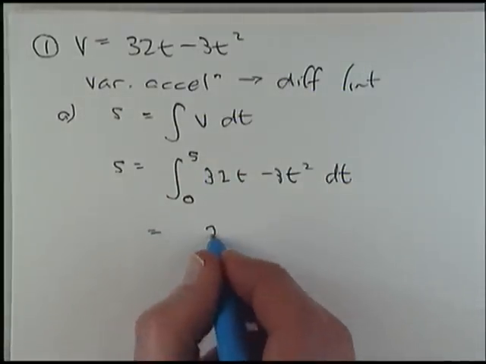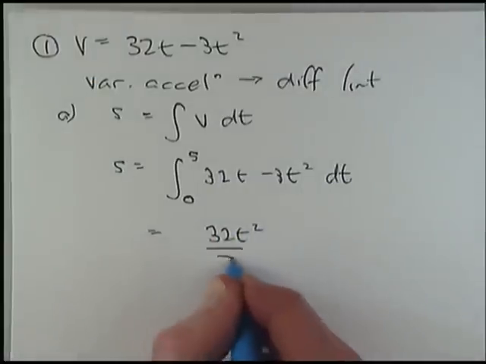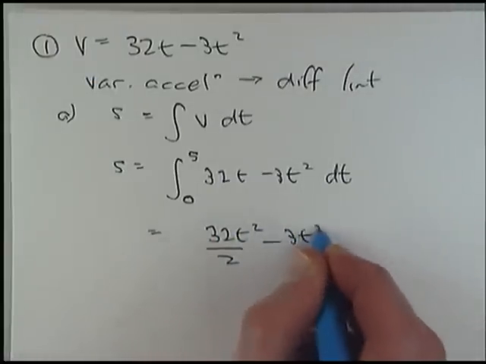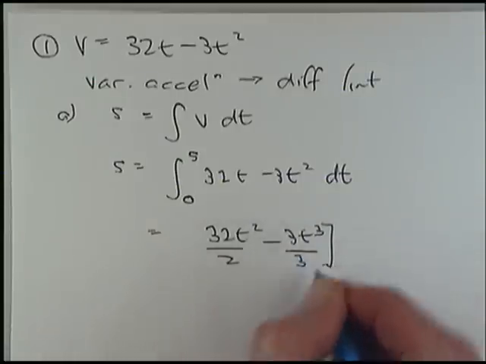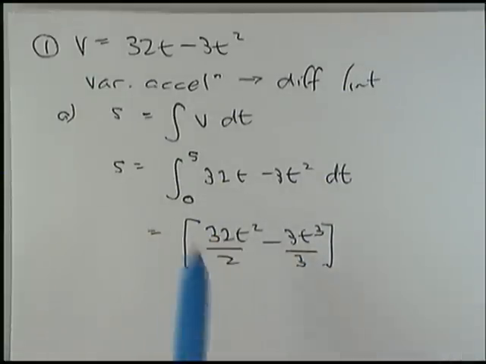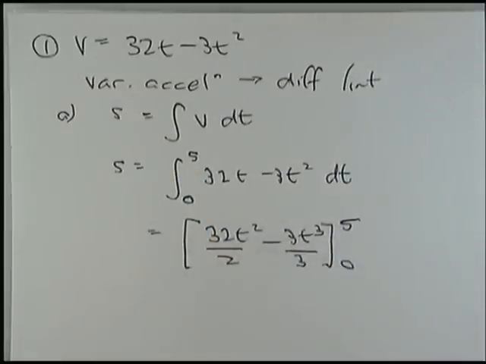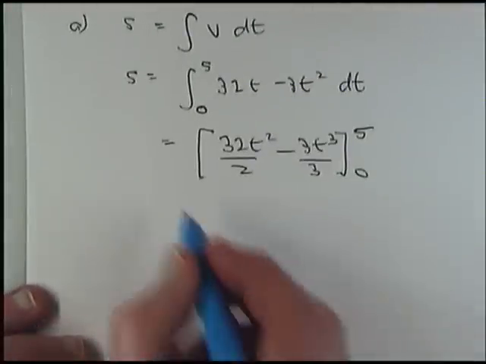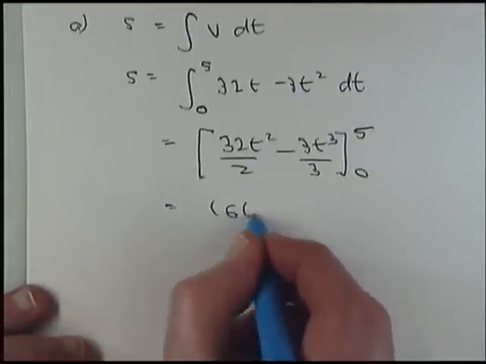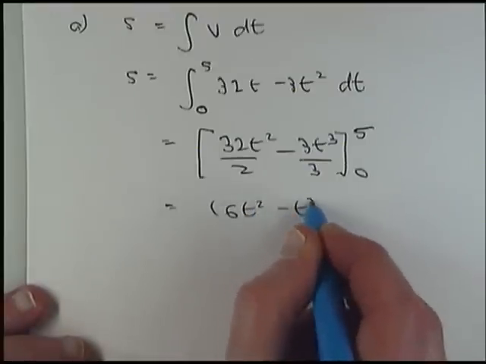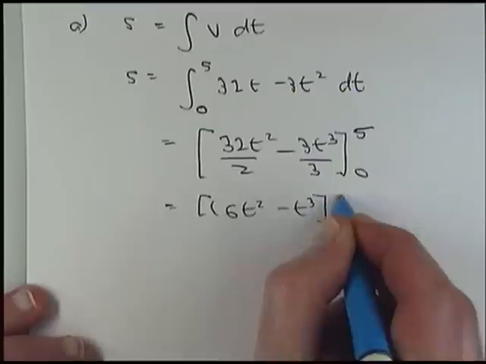When we're integrating, we add 1 to the power and divide by the new power. Add 1 to the power, divide by the new power. We use the square brackets because we have limits here. We don't need to put a plus c in, so we get this. We can then do some cancelling. It's 16t squared minus t cubed between 5 and 0.